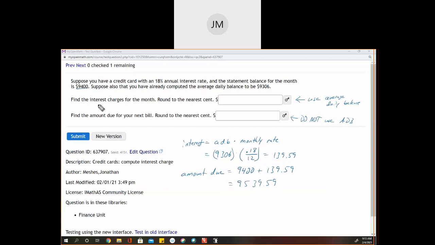Okay, so your ending balance is like a real number. That's how much you actually owe. The average daily balance is just this computed number that we use to find out what the interest charge is. Okay, but it's not the amount that you actually owe, so we don't use that for your amount due.